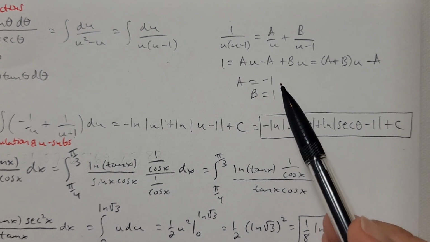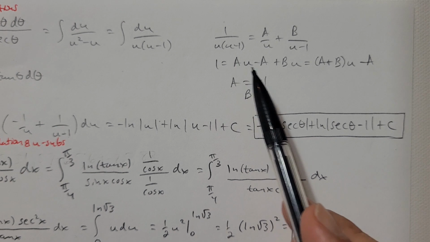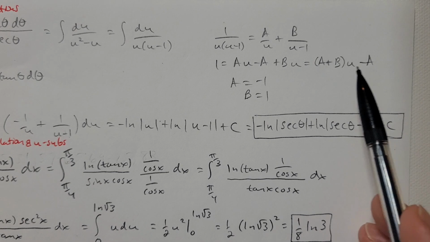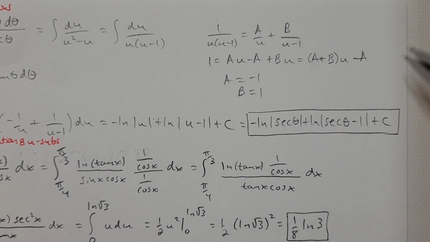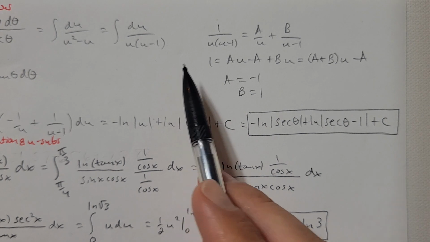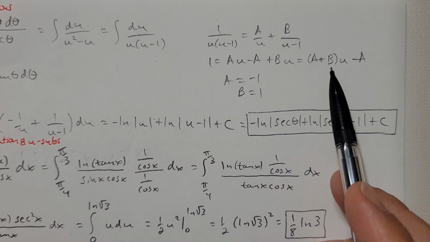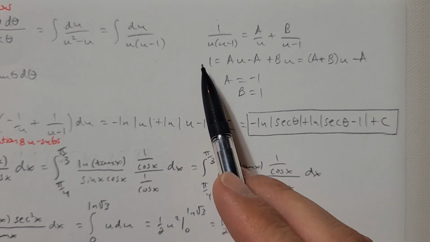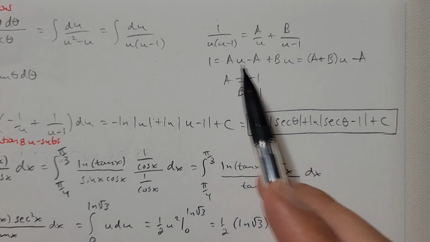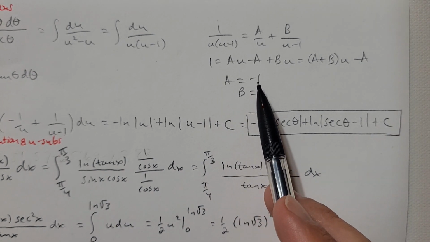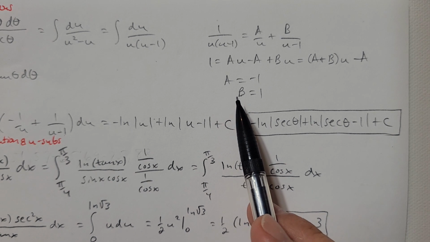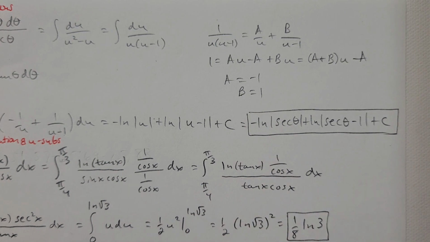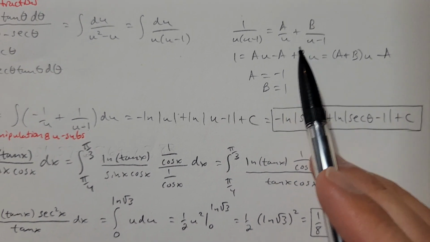Okay, and then if I group the terms together, so (a plus b) times u minus a is what I've got at this point. Now I'm going to match things on the right with things on the left. I don't have any u terms on the left, so a plus b equals 0, and negative a equals 1. Okay, well, if negative a equals 1, that means that a equals negative 1. And a plus b equals 0 means that b would be 1. So I know a and b now.